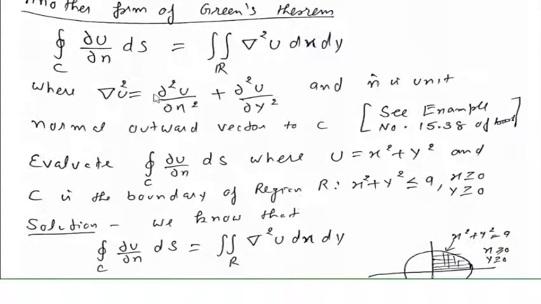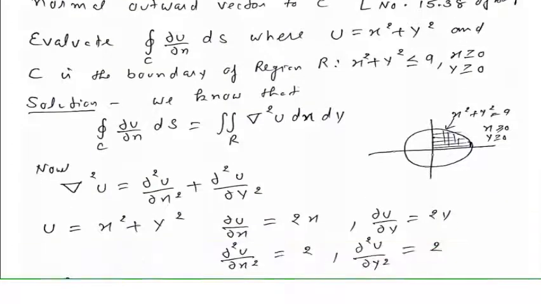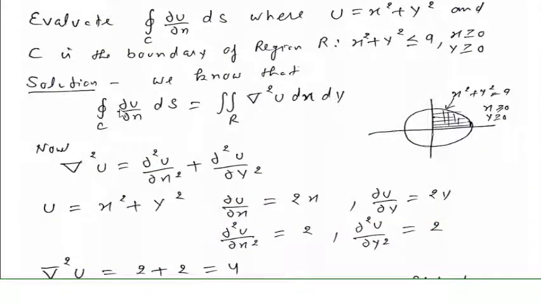Now use this formula to find the value of the integral of ∂u/∂n ds for this u and for this curve. Now we know that the integral of ∂u/∂n ds is equal to the double integral of del square u dx dy. You can calculate both ways, but it is always easier to solve the integrals in higher dimensions. Why? Because we have scope to move in two directions. We have 2 degrees of freedom. In a line integral we have only 1 degree of freedom, but in an area integral we have 2 degrees of freedom, so it is better to solve it in the area dimension.